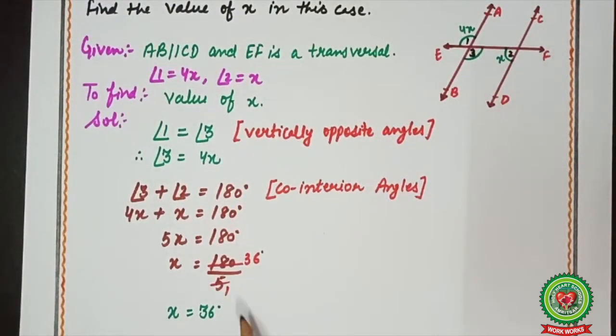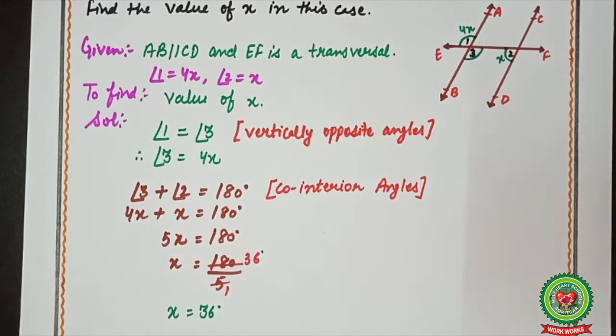By doing the cutting, we get the 5 table: 5 ones are 5, 5 36 is 180 degrees. So here you will get x is equal to 36. So x is equal to 36 degrees, which is the answer they have asked for.